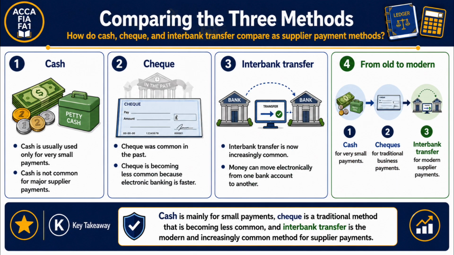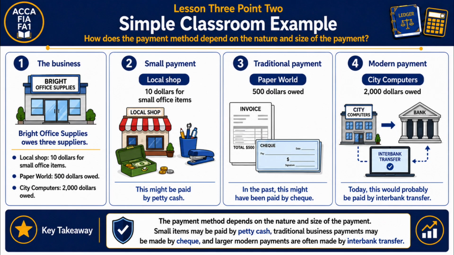Comparing the three methods. Let us compare them in simple language. Cash is usually used only for small payments. It is not common for major supplier payments. Check was common in the past, but it is becoming less common because electronic banking is faster. Interbank transfer is now increasingly common because money can move electronically from one bank account to another. So, from old to modern, the movement is cash for very small payments, checks for traditional business payments, interbank transfers for modern supplier payments.